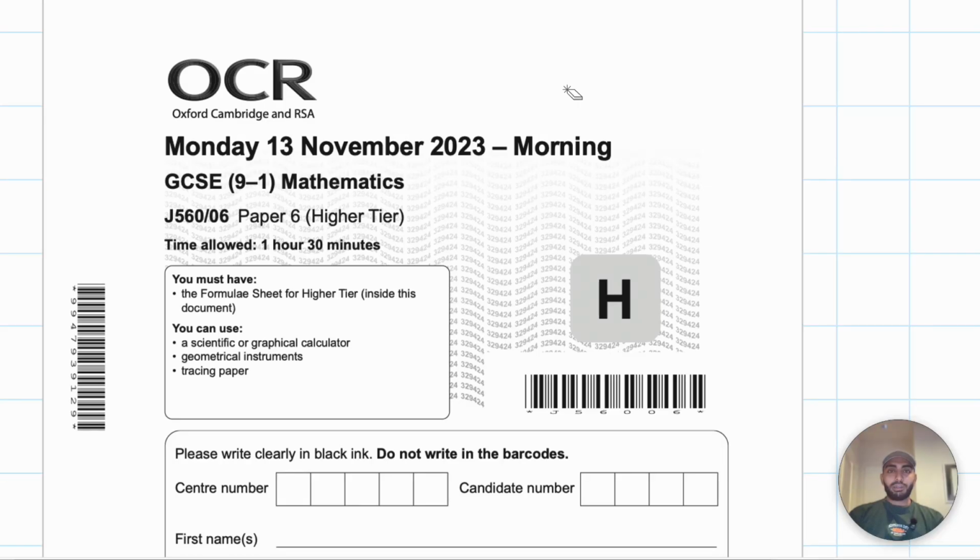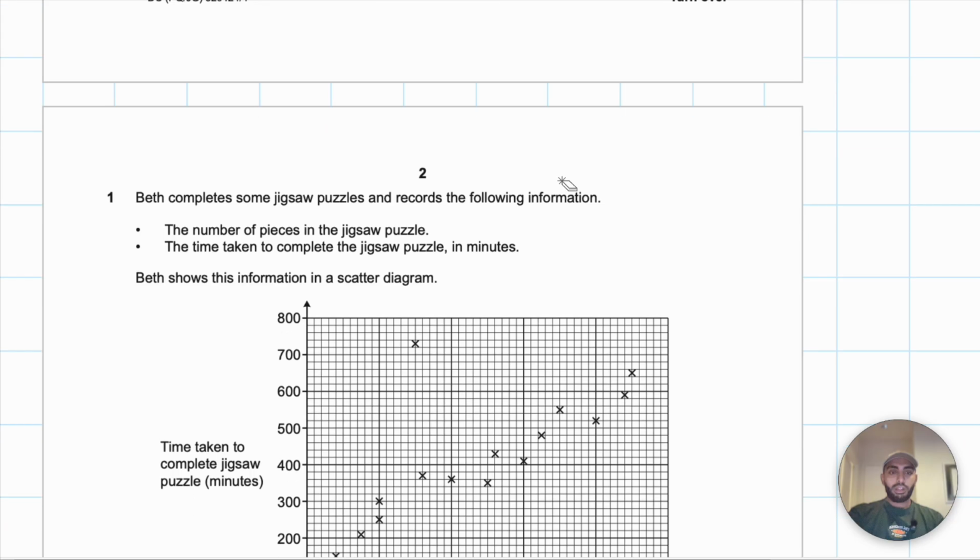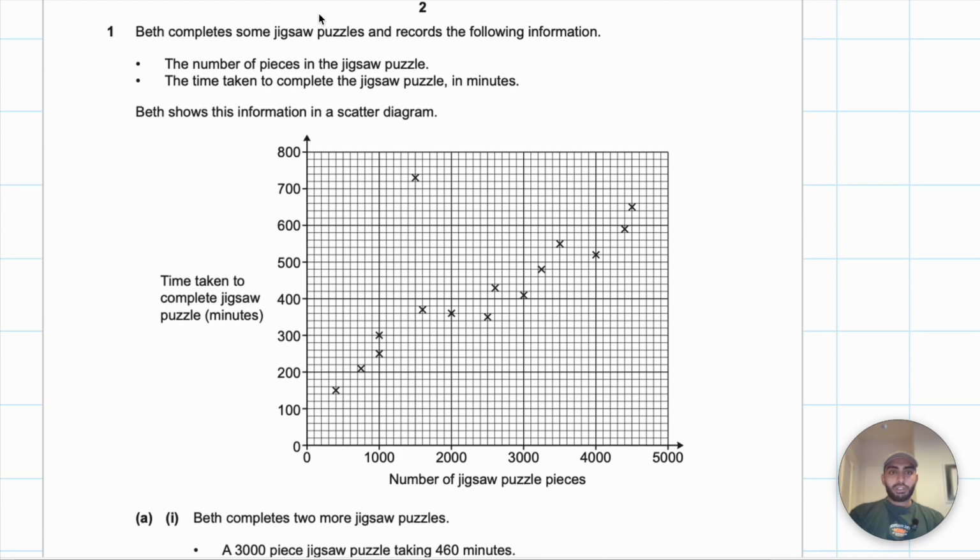It's the OCR GCSE Maths Higher Tier Calculator Paper 6 from November 2023. Let's get straight into it. Question 1. Beth completes some jigsaw puzzles and records the following information: the number of pieces and the time taken to complete. Beth shows this information in a scatter diagram.